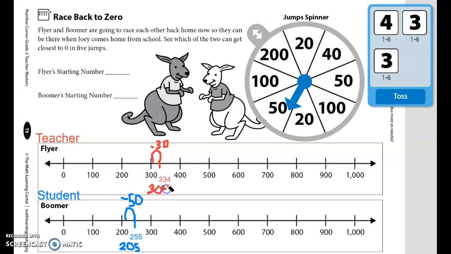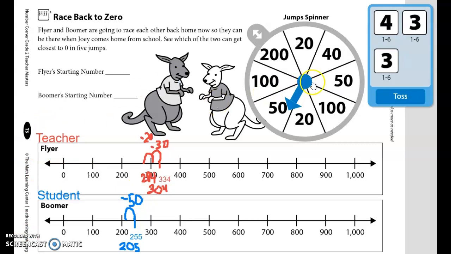So I'll break my 50 up into a jump of 30 to land on 304. Then I know, that's easy for me to think about, I can take a jump backwards of 20. I know that 300 minus 20 would be 280. So 304 minus 20 would be 284. So I'll land on 284. It's kind of small, but I can fit it in there. There we go. All right, your turn again.